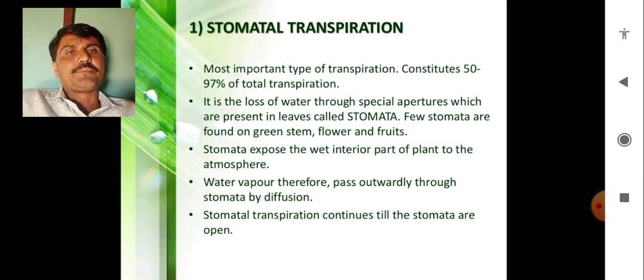Stomata expose the wet interior part of the plant to the atmosphere. Water vapor therefore passes outwardly through stomata by the process of diffusion. What happens regarding the water vapor? It passes outwardly through stomata by diffusion. Stomatal transpiration continues as long as the stomata are open.